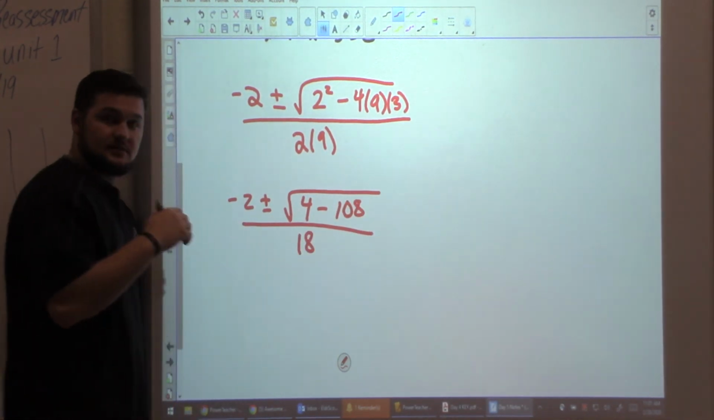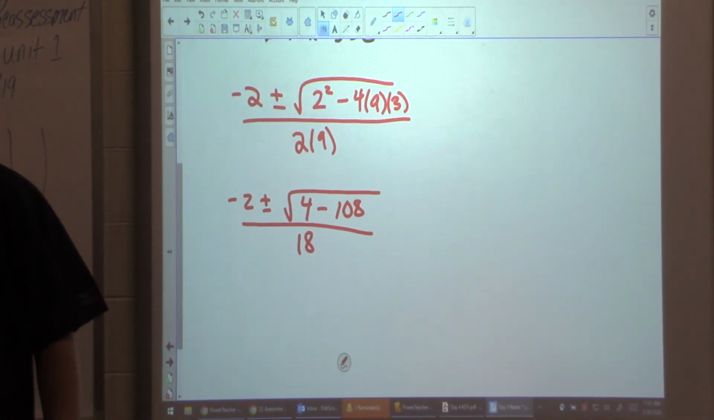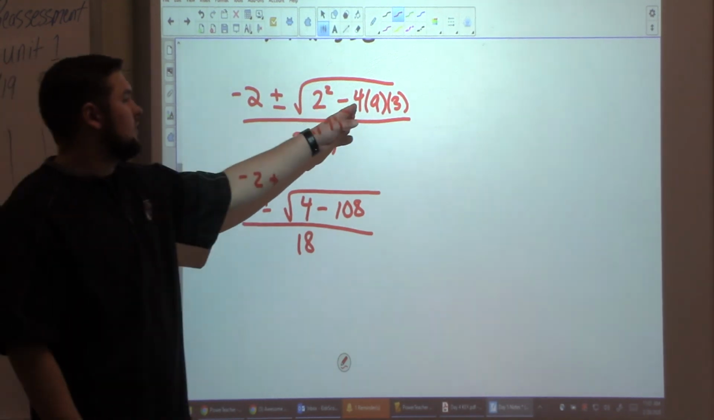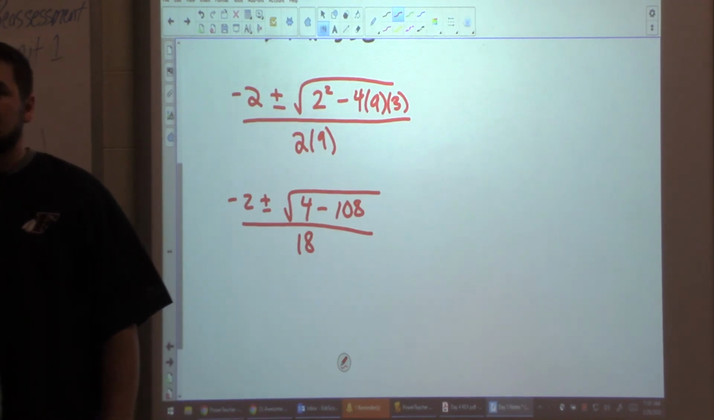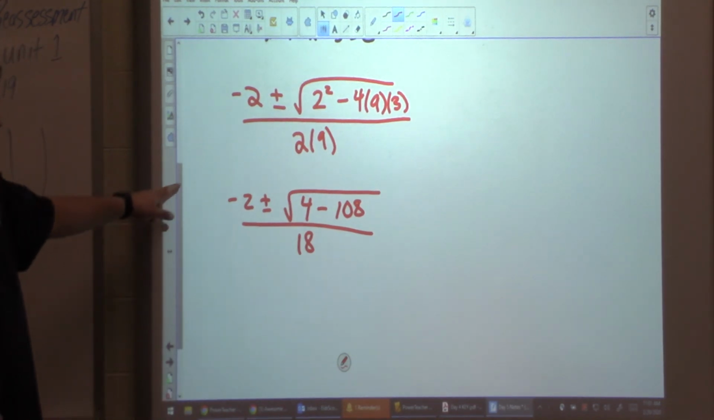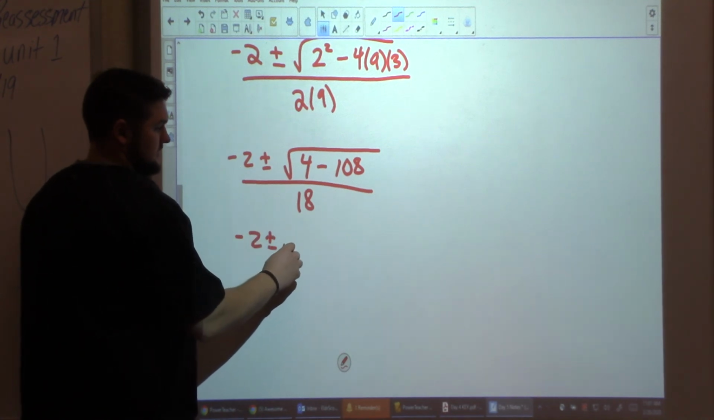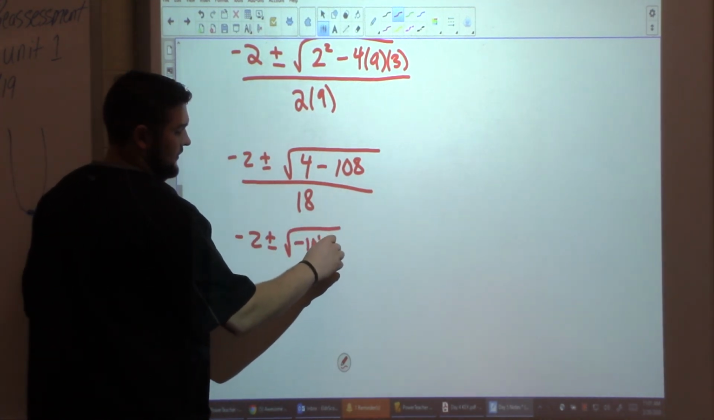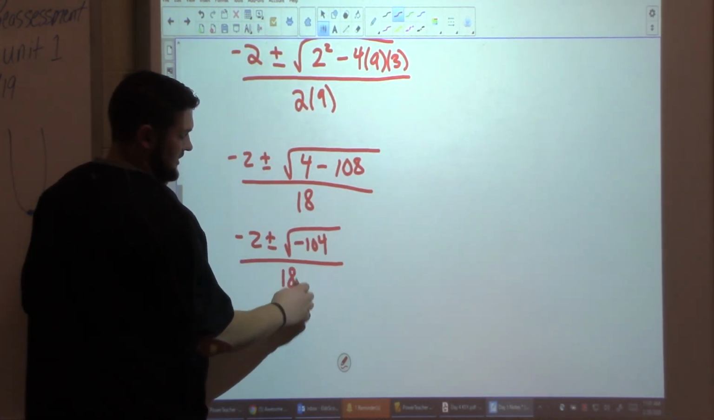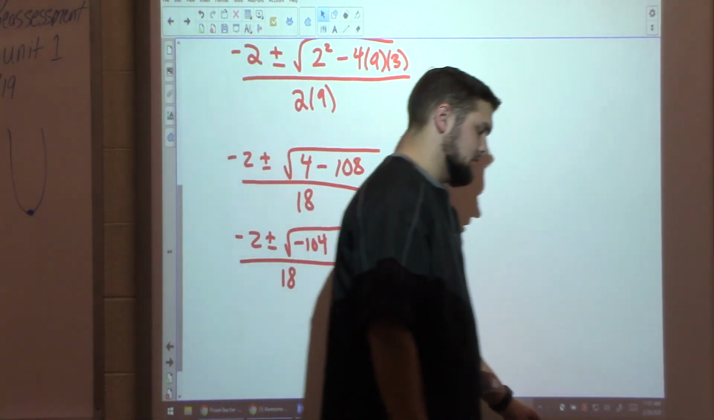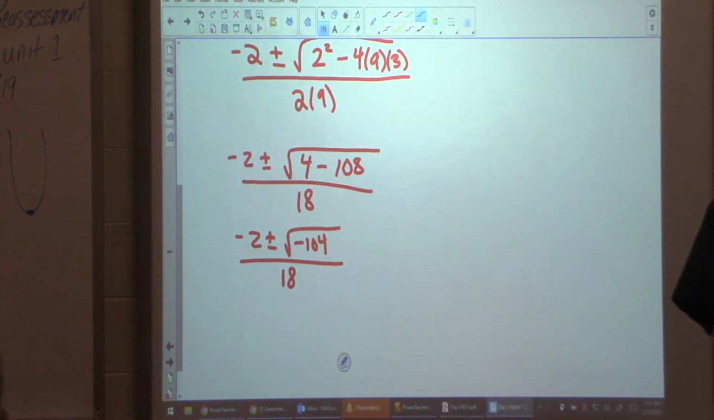Would the 4 distribute to both of them? Well, it's 4 times 9 times 3. Okay? So 4 minus 108 gets me negative 104 over 18. Well, negative 104, that's not a nice number to take the square root of, is it?